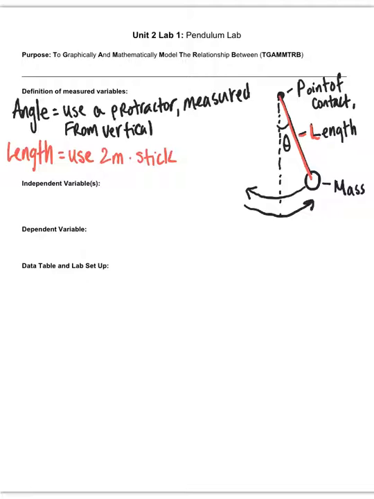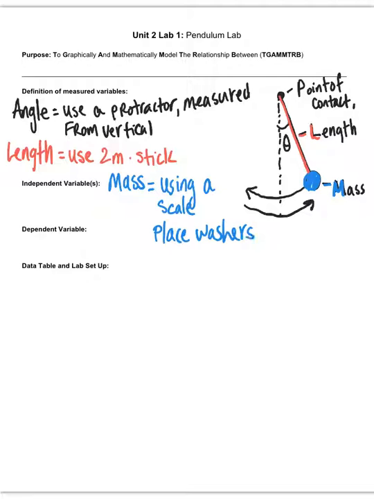I think the third thing that you can measure is the mass. So the mass here, I think we're going to use washers. So we're going to say, using a scale, place washers one at a time on the scale, and then you can incrementally increase your mass.